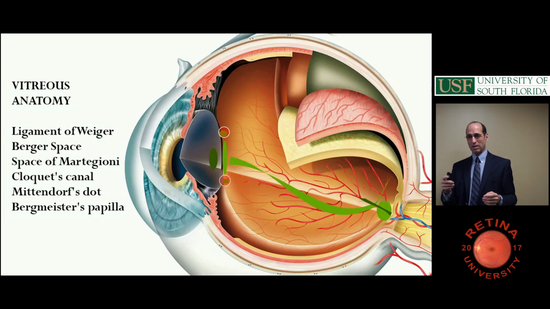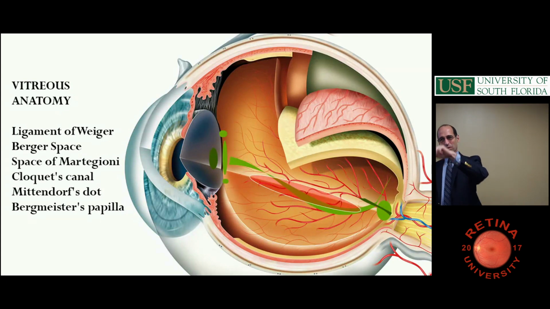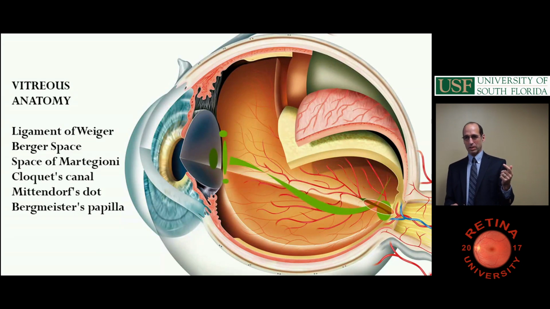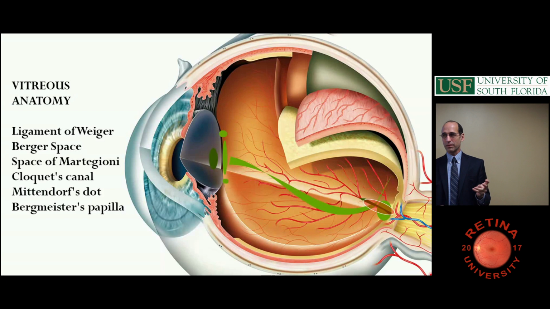I did this animation thing because you can't point to the screen. The ligament of Wieger is where it attaches at the edge of the lens. Berger space is that space in the middle, and then the space of Martegiani is right in front of the optic nerve. Cloquet's canal is going through the middle. Mittendorf dot is on the back of the lens, and the Bergmeister papilla is a little thing coming off the optic nerve. So that's all your vitreous eponyms.